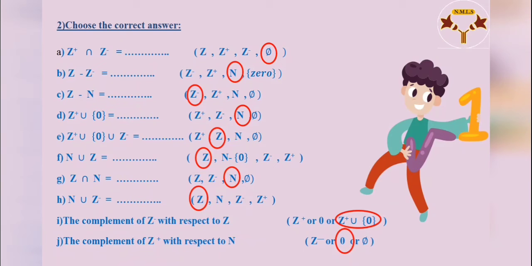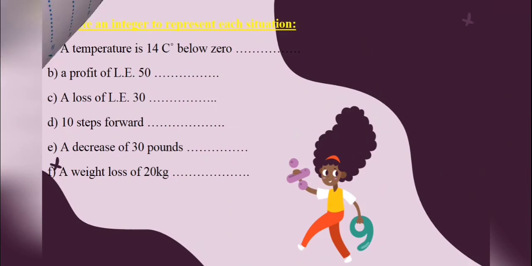Number J, the complement of Z positive with respect to N. What does Z positive need to complete and reach the set of N? Yes, it needs 0.